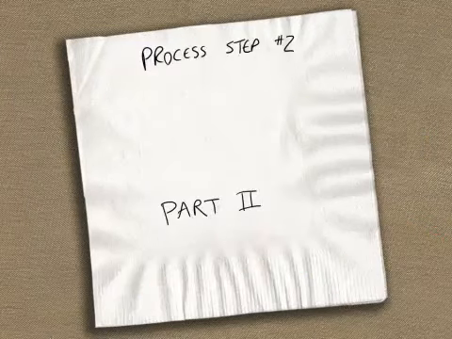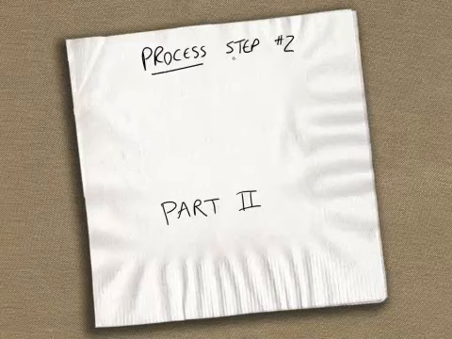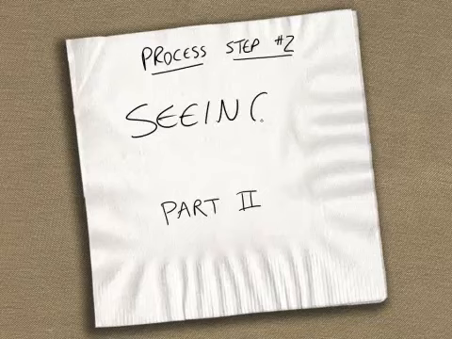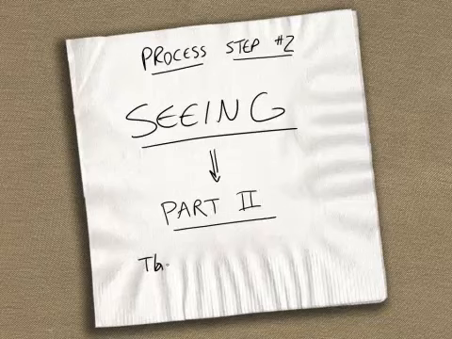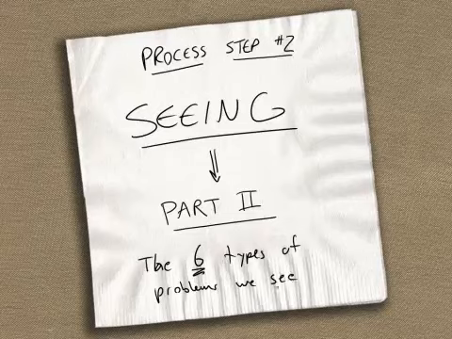Our lesson now is Visual Thinking Process Step 2, which we remember is seeing, but it's seeing Part 2, the 6 types of problems we see.